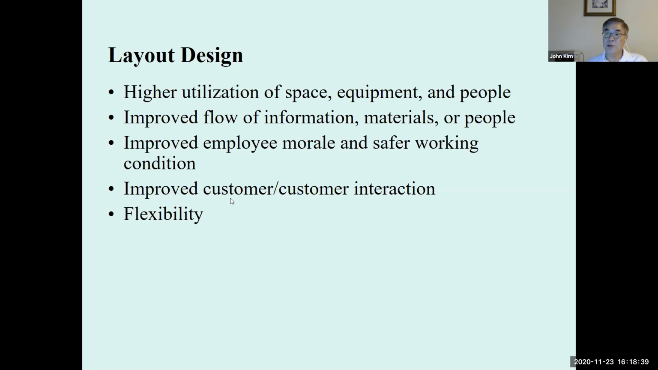And then improving customer interaction. In many retail stores, they are concerned about how we interact with the customer. And then flexibility: if they need something to change, it can be changed easily and fast. So layout design concerns those things.